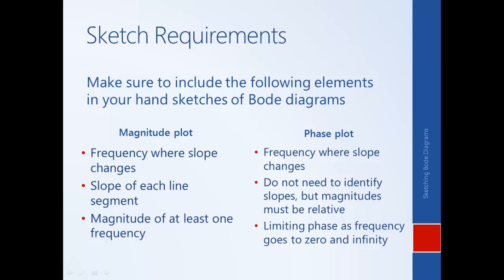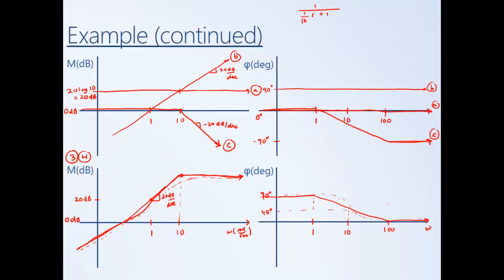Okay, so going back to the previous slide, this is our resulting magnitude plot, this is our resulting phase plot, and so in order to be correct, we need to identify where the slope changes. So the slope changes at 10 radians per second. We can identify that by drawing a little dashed line and identifying the frequency at which that corner occurs. We need to identify the slopes. So here the slope is going up at 20 dBs per decade. We write that. Here the slope is flat, so it's apparent that it's 0. You don't actually have to write that.